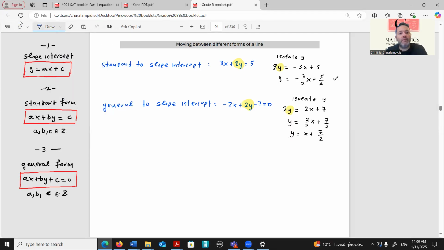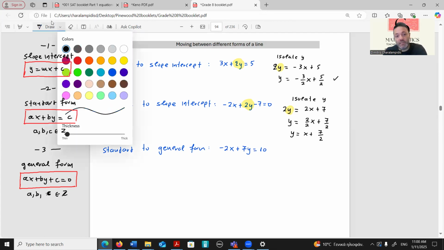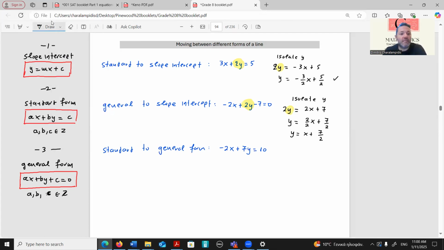Then, if I want to go from standard to general form, for instance, if I have minus 2x plus 7y equals 10, and I want to bring it to the general form, we can see that the difference between them is that in the general form, everything is gathered on one side.